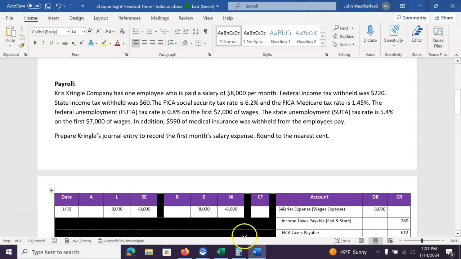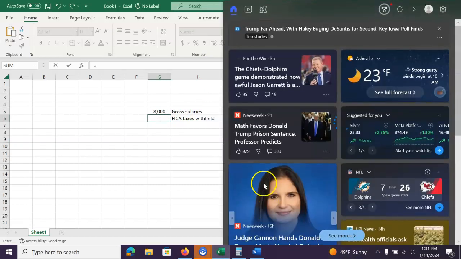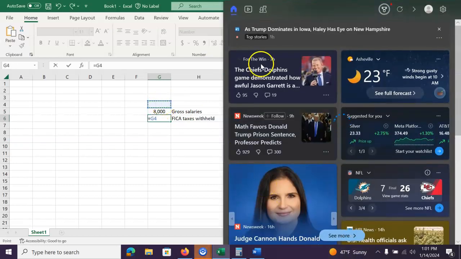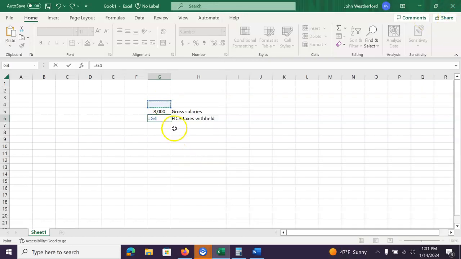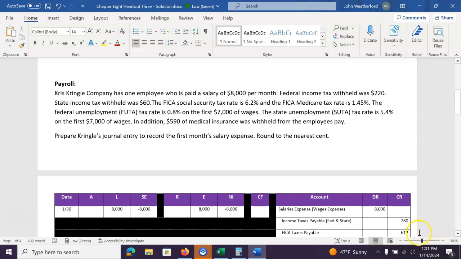Let's look at how we got to that 612. We'll take $8,000 in gross salaries times 0.0765, which is 7.65%. And that gets us to $612 FICA taxes withheld. And that's our credit here for 612.